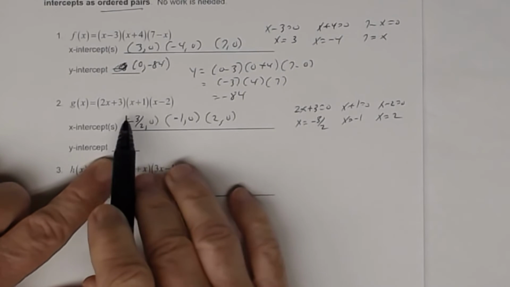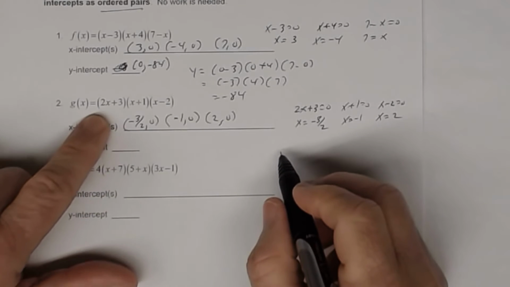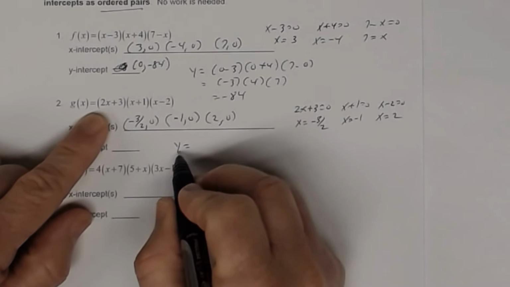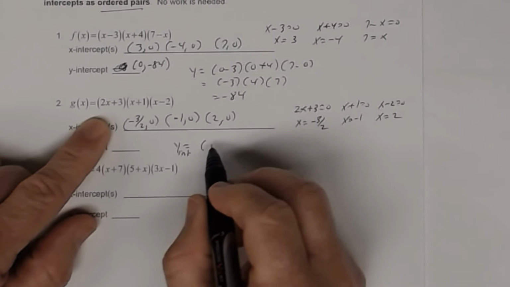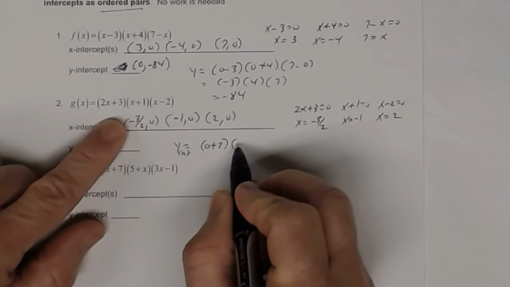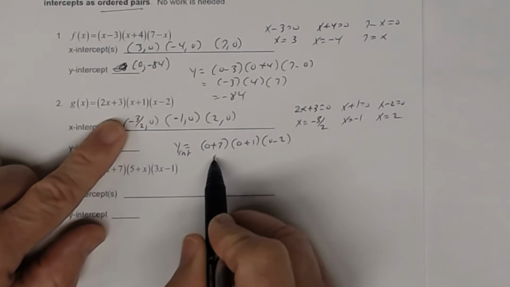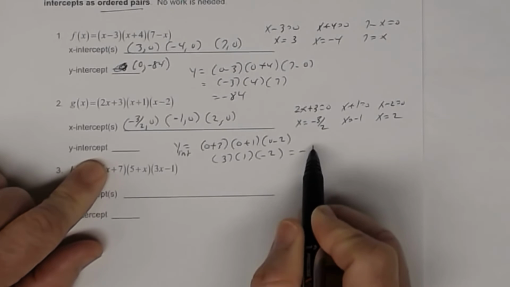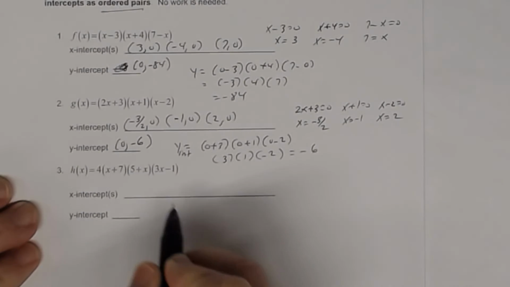And then to find the y-intercept, you're going to let x equal 0. So where we see the variable x in each of those factors, you're going to substitute 0. So y-intercept is going to equal (2 times 0 plus 3) times (0 plus 1) times (0 minus 2), right? So that's 3 times 1 times negative 2. So you get negative 6. So you're going to write it as (0, -6).